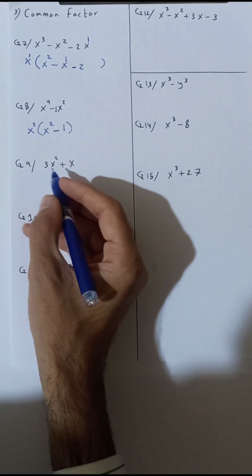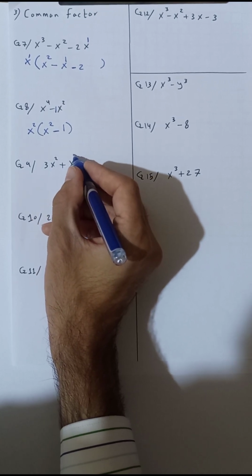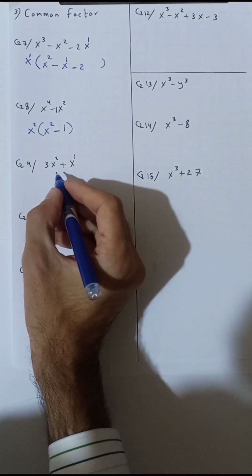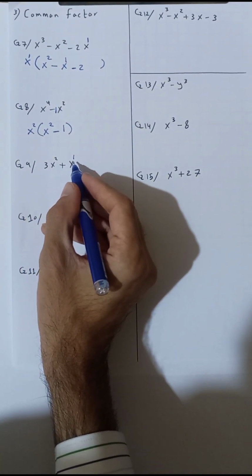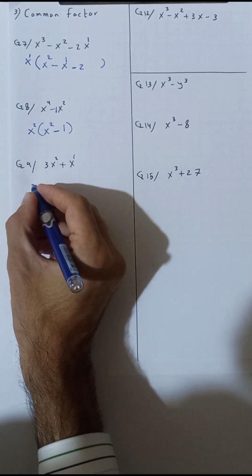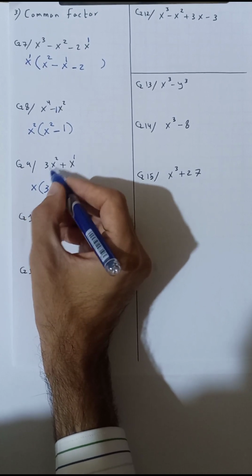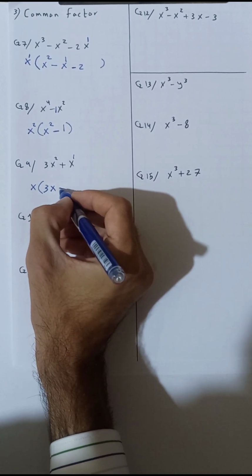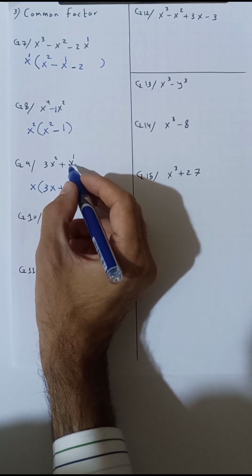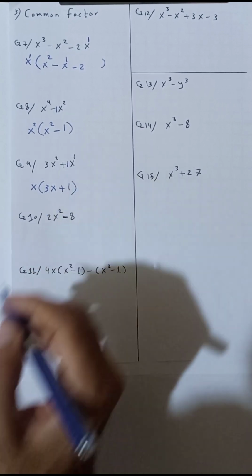Question 9, we have 3x squared plus x to the power 1. X to the power 1 is small power, so it's common. We're gonna write 3, 2 minus 1, it's 1, plus 1 minus 1. There is no x, but there is a coefficient. It's 1. 1 is left over here.